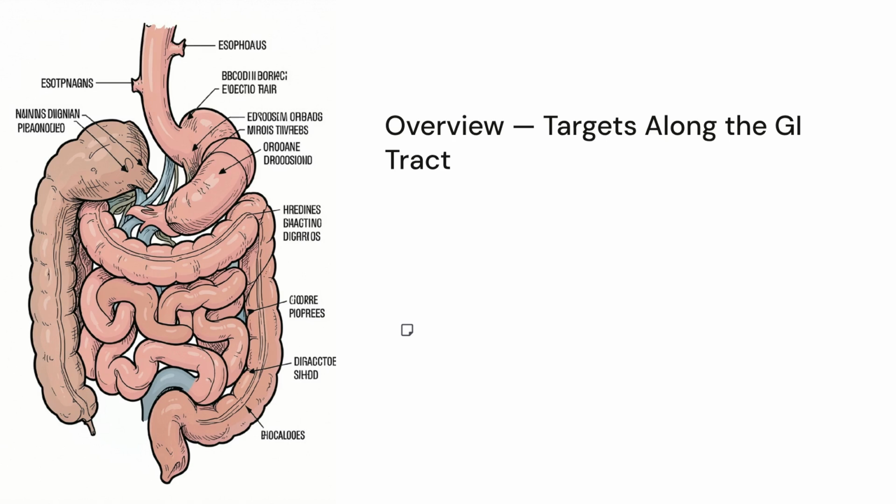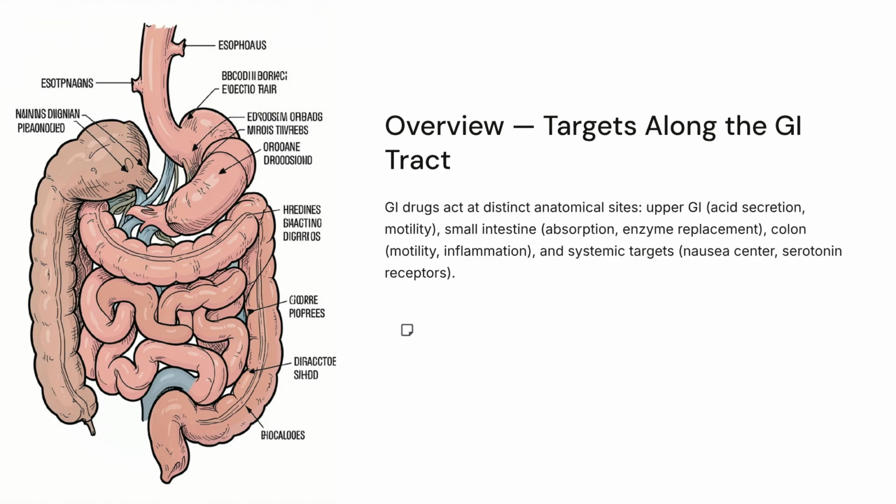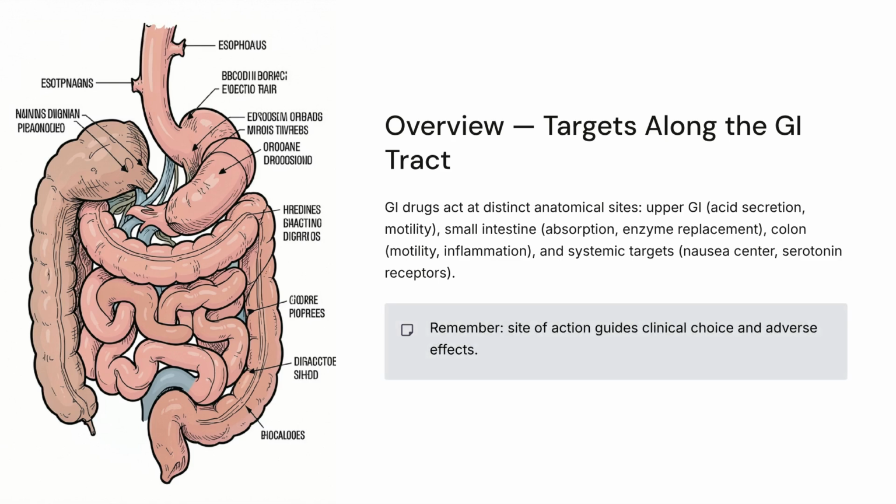To understand these therapies, we look at their targets along the gastrointestinal tract. Drugs act at distinct sites, including the upper GI tract for acid secretion and motility, the small intestine for absorption, the colon, and systemic targets like the nausea center. Remember that this site of action guides clinical choice and potential adverse effects.